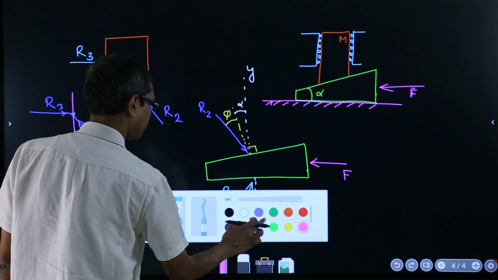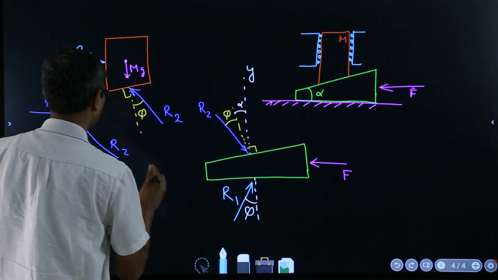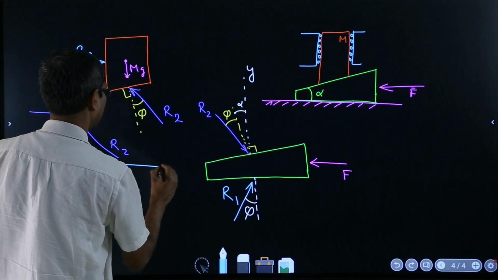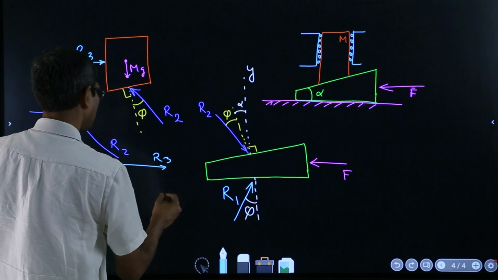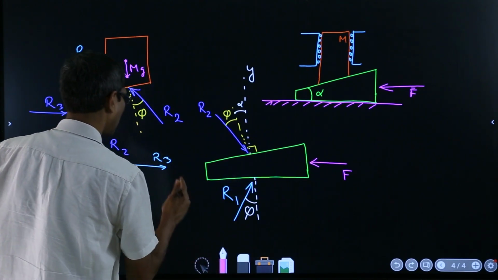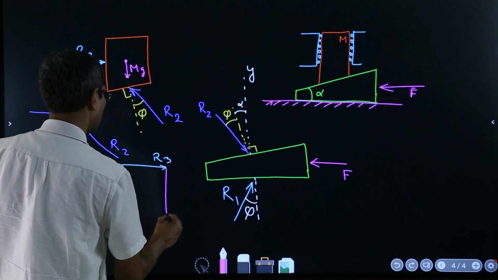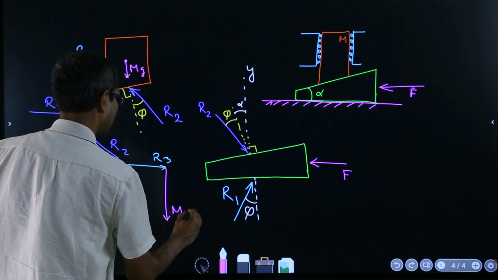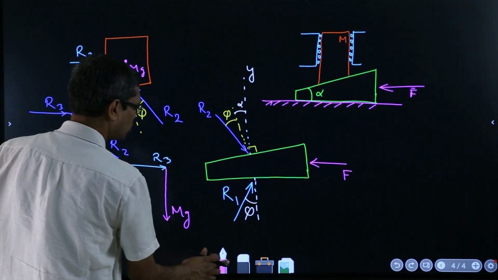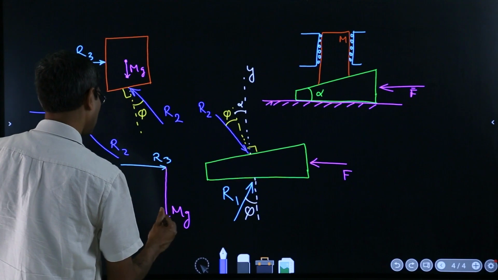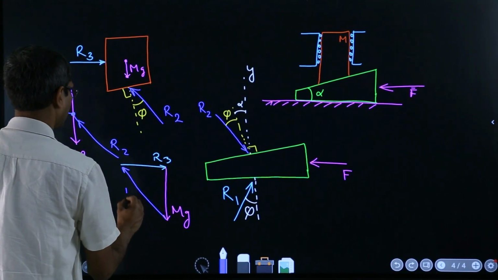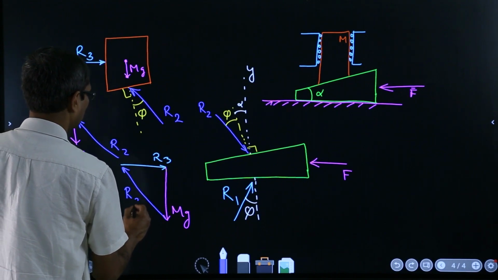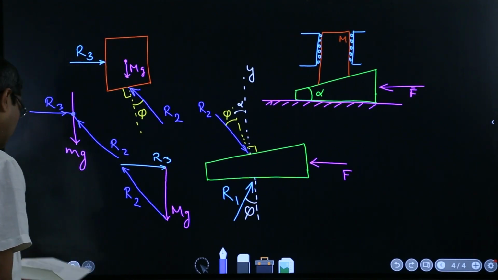Suppose I draw them tail to tip, then R3 should be something like that, then mg should be downwards. So we are drawing tail to tip, okay, so this is mg, and then R2 should be in this direction, so as to just match this tail here. This must be R2. Is that fine?